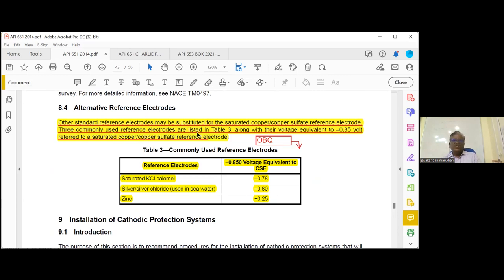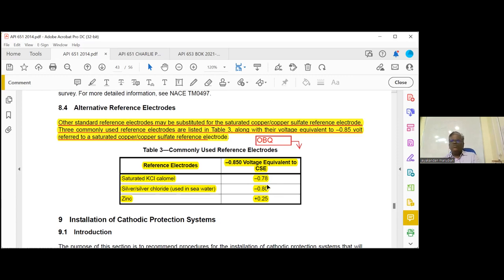Three commonly used electrodes are this one. See, what is the 850 volt? We will say minus 0.85, that means 850 millivolt. That is for copper. If you are using KCl calomel, we will use 780. That is equivalent to the 850 voltage. Silver we will use 800. Zinc we will use 250 on the plus side. This also can be used. These are considered equivalent to the 850 volt of the copper sulfate.